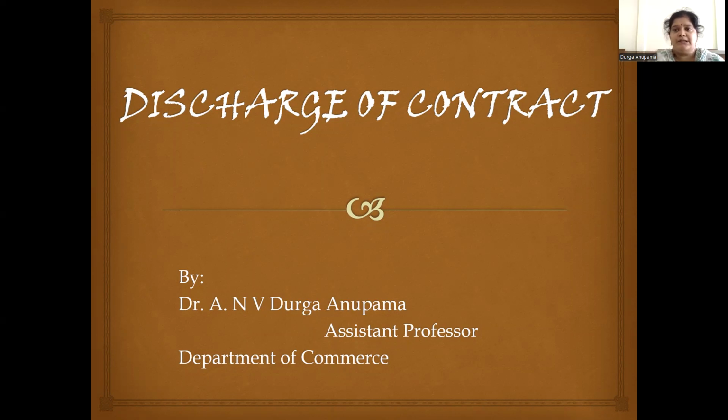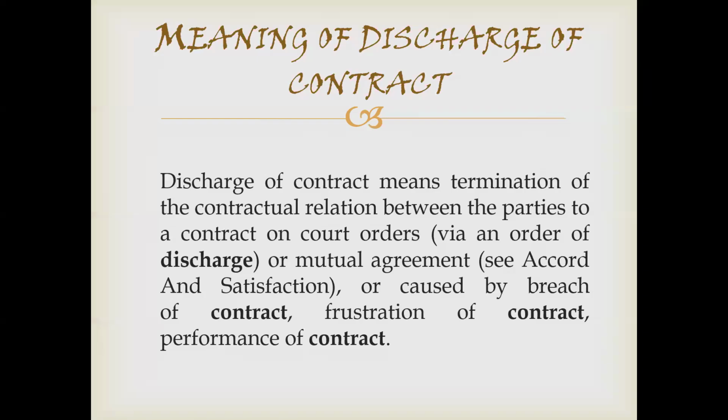Today, we are going to discuss discharge of contract and the various modes for discharge of contract. Before discussing the various modes, let us discuss the meaning of discharge of a contract. Discharge of contract means termination of the contractual relationship between the parties to a contract. That means a contract is discharged when the obligations created by it come to an end.